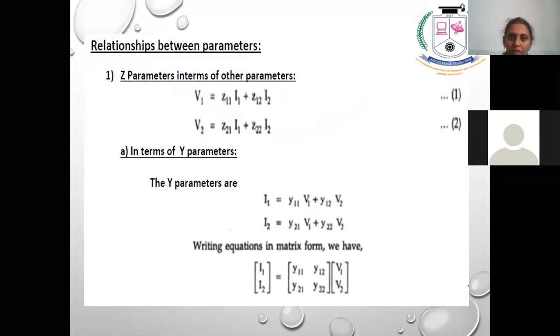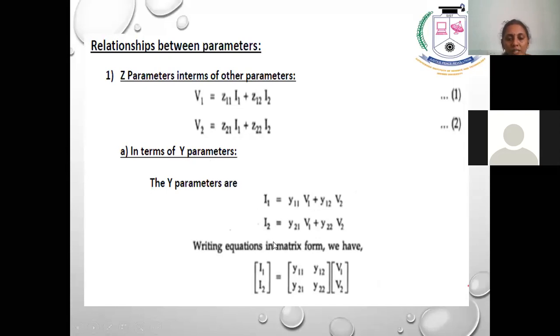First, Z parameter in terms of other parameters. So what we have done, we have written the first Z equation. Z parameter is also called the impedance parameter or the open circuit parameter. So the equation is V1 is equal to Z11 I1 plus Z12 I2 and V2 is equal to Z21 I1 plus Z22 I2. Now first we are trying to convert this in terms of Y parameters.